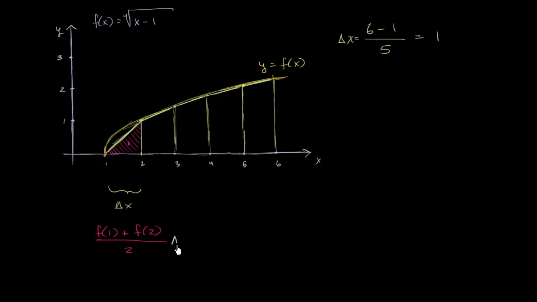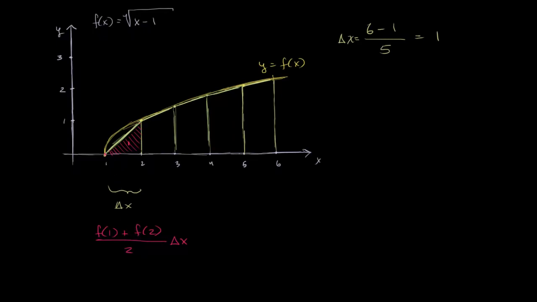We're going to multiply it times our delta x. Actually, let me do that in that same red color to show you that this is the area of that first trapezoid. So times delta x. And as you see right over here, f of 1 is just going to be 0. So you're going to have f of 2 times, so it's going to be this height times this base times 1/2, which is just the area of a triangle.